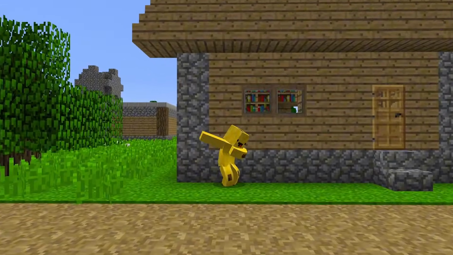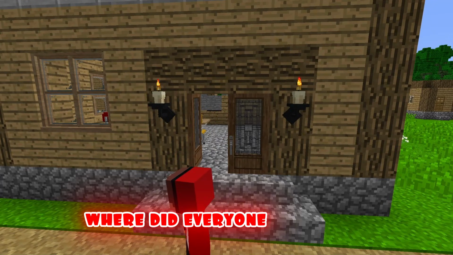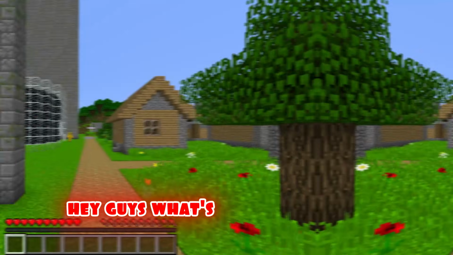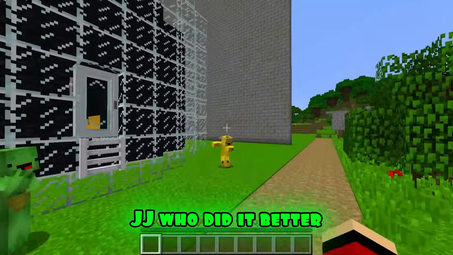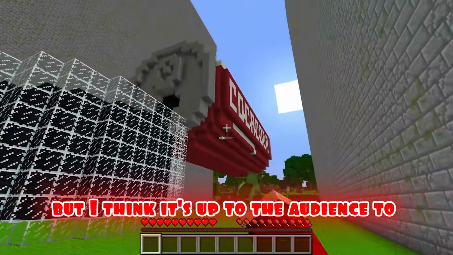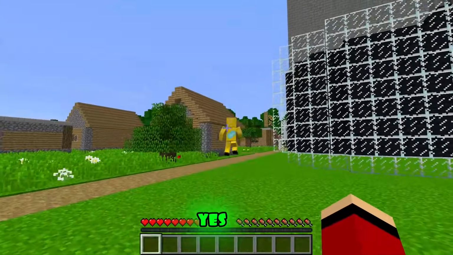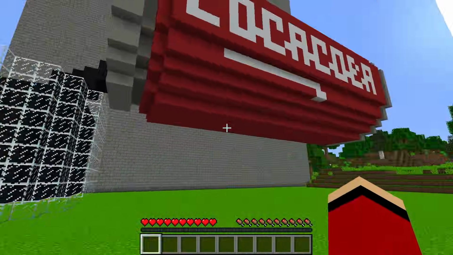Ta-da! Yay! Where did everyone run off to? Hey guys, what's that noise you're making? Banana Kid and I are building Coca-Cola, JJ. Who did it better? Oh, both of your buildings look great, but I think it's up to the audience to decide who did the best. Yes, JJ, you're right. Maybe then you have comments on the construction of Banana Kid?